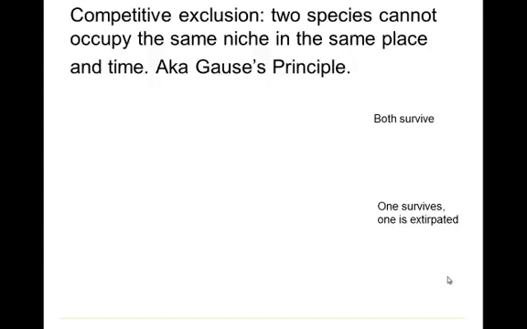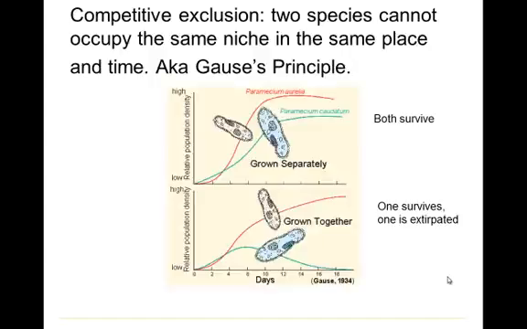Gause did not work with wolves or lions or eagles. He worked with microscopic paramecia in the lab. And if you look at the top here, you can see that this is two different species.